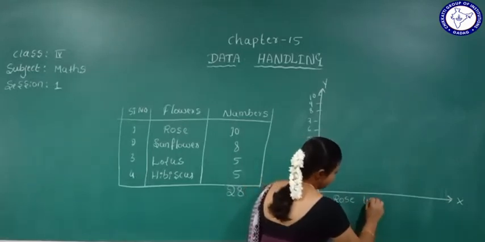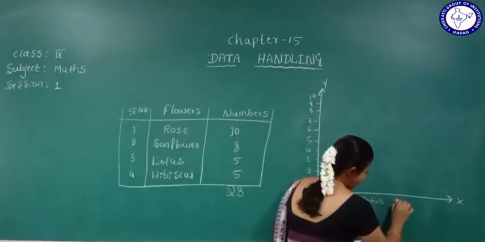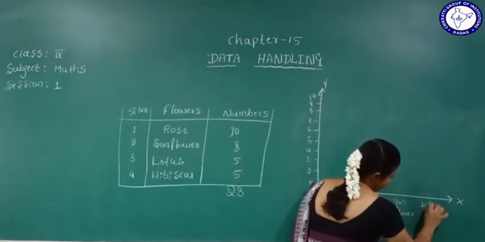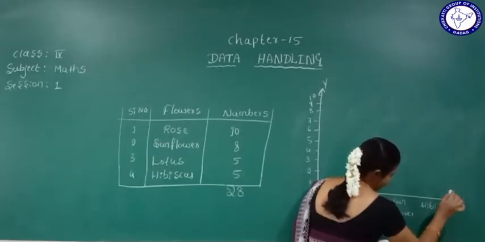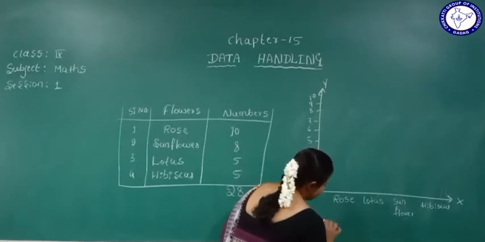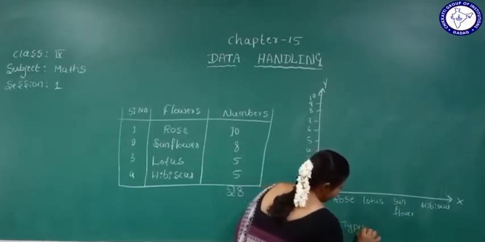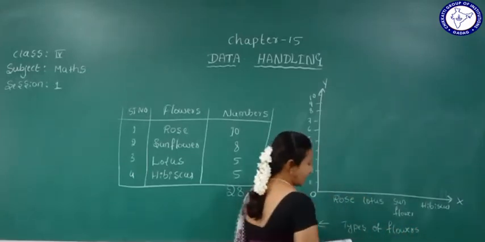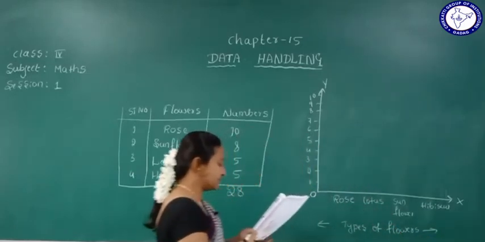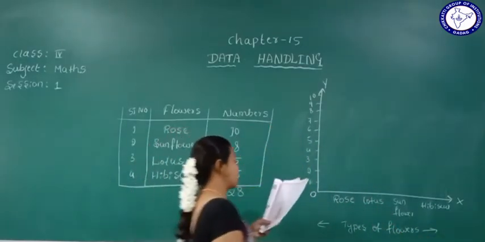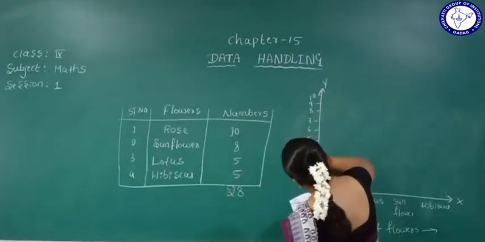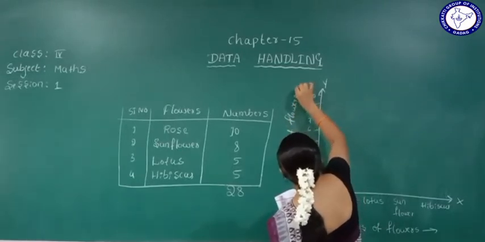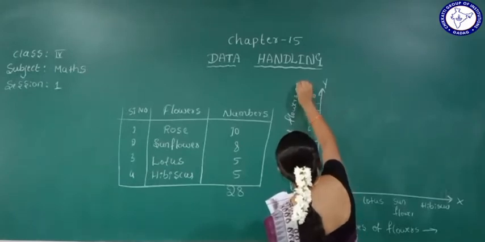Here we'll write rose, then lotus, sunflower, then hibiscus. These are all types of flowers. And here I'll write the number of flowers. So this is types of flowers and number of flowers.